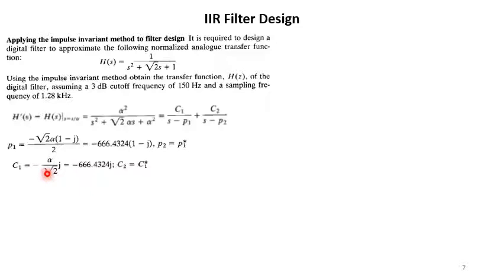Similarly C1 equals alpha over, I think you can do the partial fraction by yourself, right? That's quite straightforward. These values you will obtain and you will find that C1 equals this one, whereas C2 equals, sorry, not complement, the conjugate of C1.